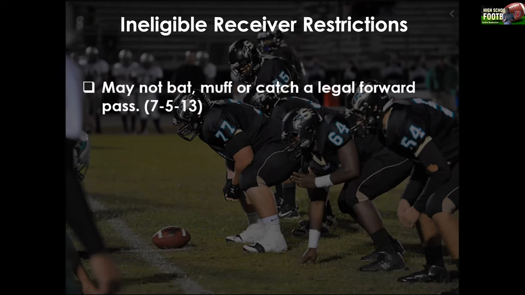It doesn't make a difference if the pass is behind the line of scrimmage, in the neutral zone, or obviously beyond the neutral zone. If a legal forward pass is thrown, an ineligible receiver, by number or by position, may not bat, muff, or catch a legal forward pass. So this is what we consider an intentional act.